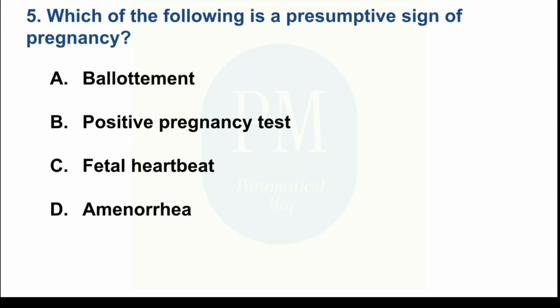Which of the following is a presumptive sign of pregnancy? Option A, ballottement. Option B, positive pregnancy test. Option C, fetal heartbeat. Option D, amenorrhea. The correct option is option D, amenorrhea.